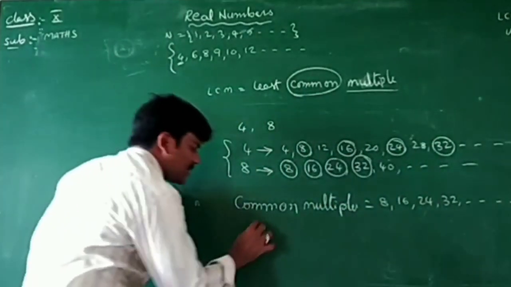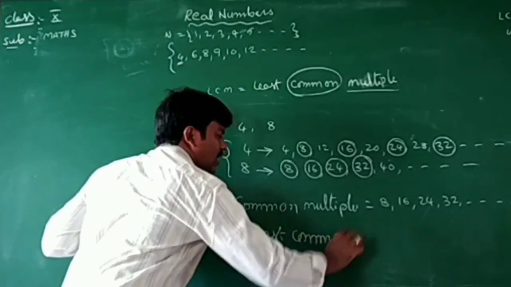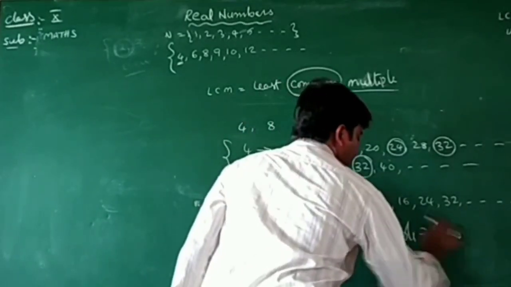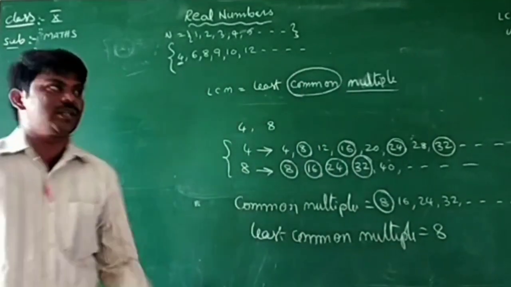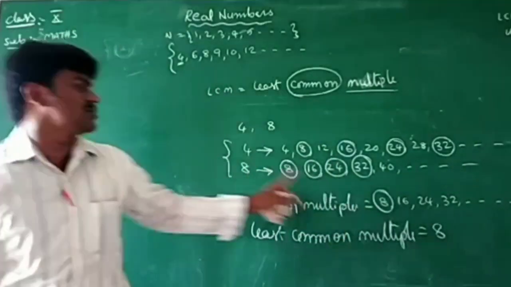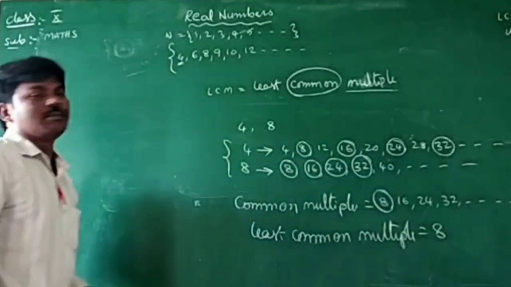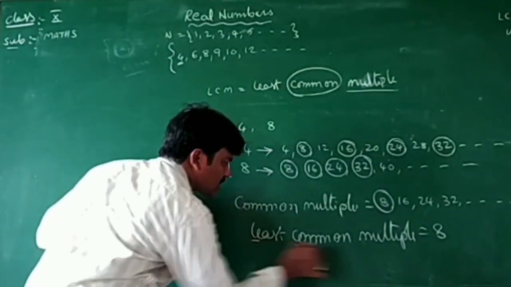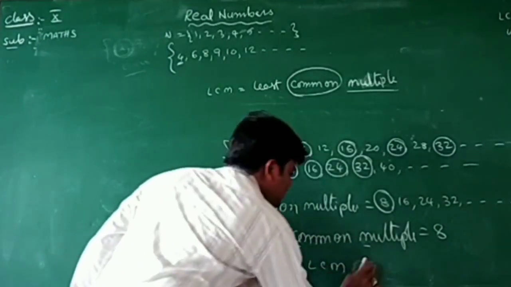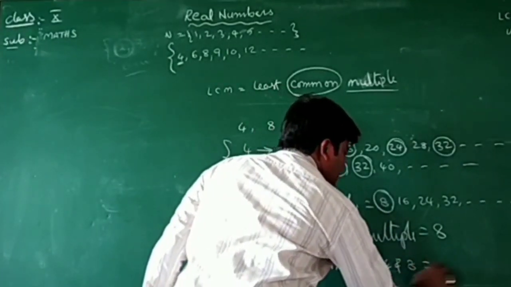So in those common multiples, what is the least common multiple? So the least common multiple is 8. Is there any number less than 8? There is no number. In the list of common multiples, there is no number less than 8. So now 8 is called the least common multiple. The short form of least common multiple is LCM. So whose LCM is it? LCM of 4 and 8. LCM of 4 and 8 is 8.